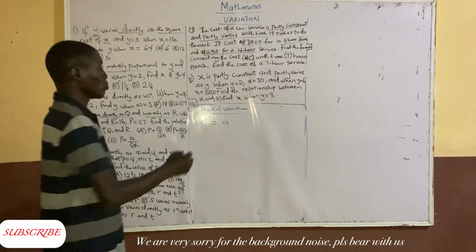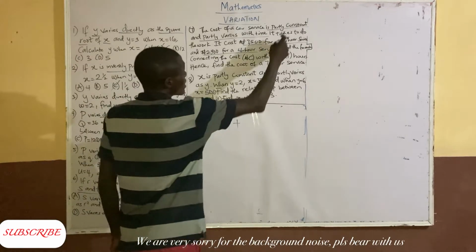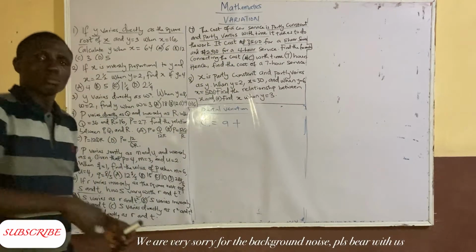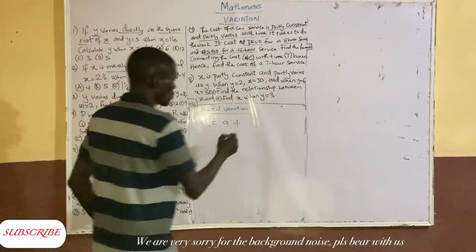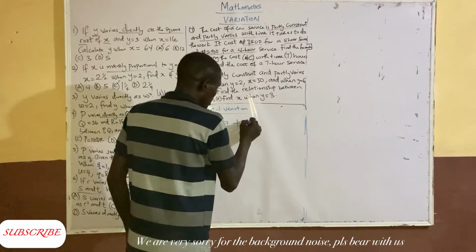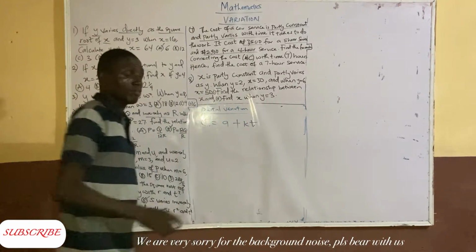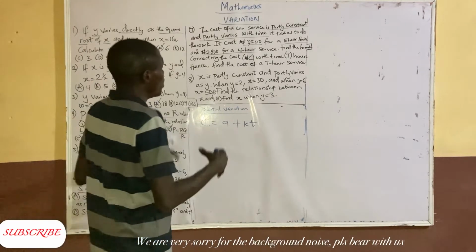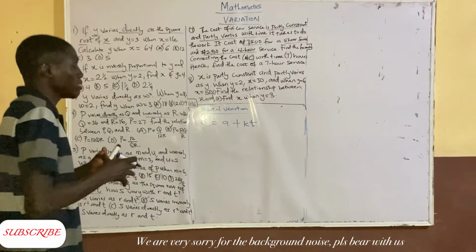And plus what? Partly varies to the variable t. And this variable t must have its own constant. So let me introduce the constant K. So we have kt, where t is the variable. That's the relationship. That's how you write partial relationship.